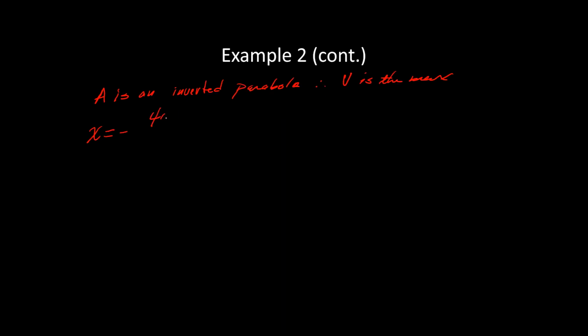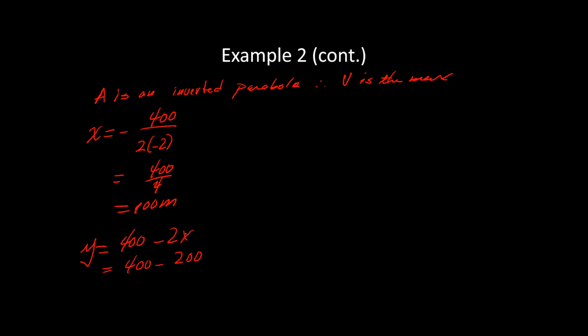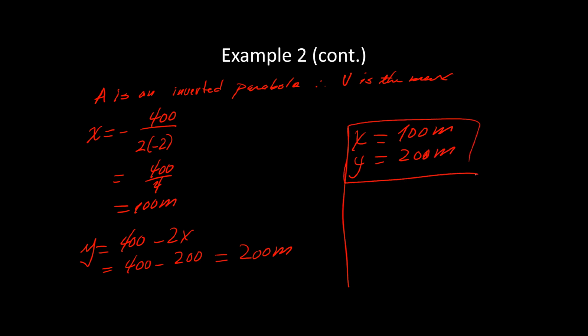So it's negative 400 over 2 times negative 2, which is negative 400, sorry, plus 400 over 4, or 100 meters. So x is 100 meters. So what is y? y was 400 minus 2x, 400 minus 200, because x is 100, 200 meters. So the dimensions will be x equals 100 meters, y equals 200 meters. These are the dimensions of the plot that gives us the maximum area. Okay.